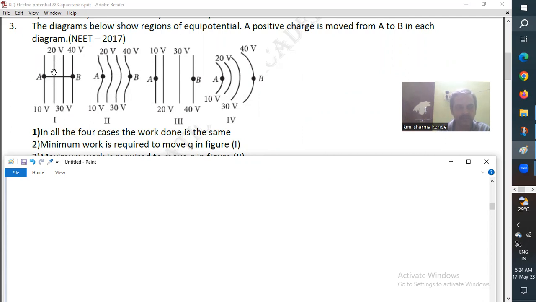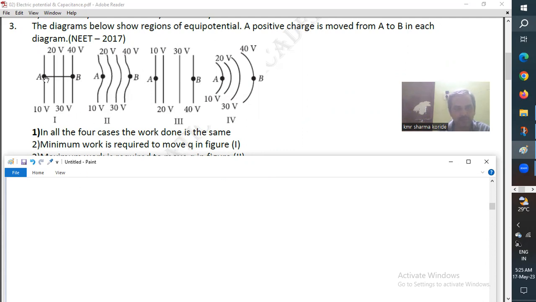So this is individually an equipotential surface. Similarly, 30 at every point, similarly 40. So in the second diagram also, along this curved path, everywhere 10 volts only. Similarly in the other cases, along this curved path, 10 volts only. So these are all equipotential surfaces.